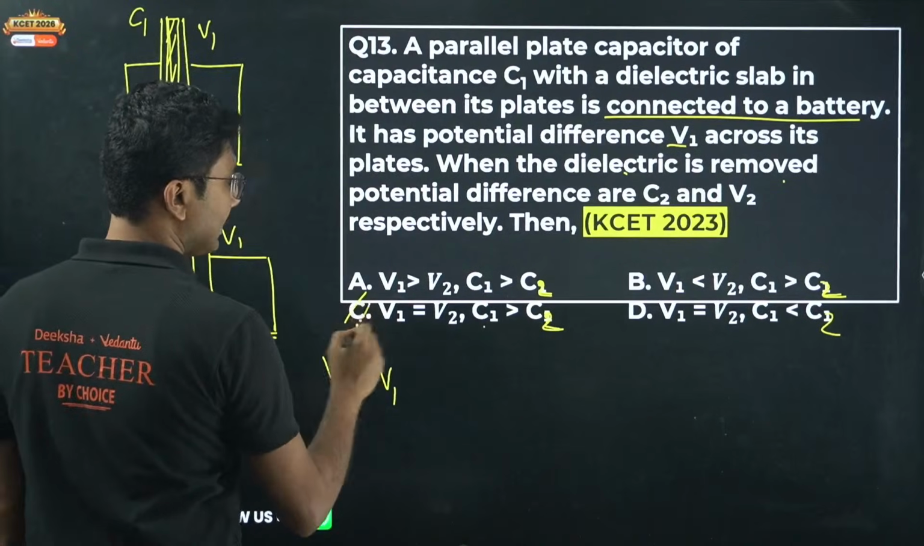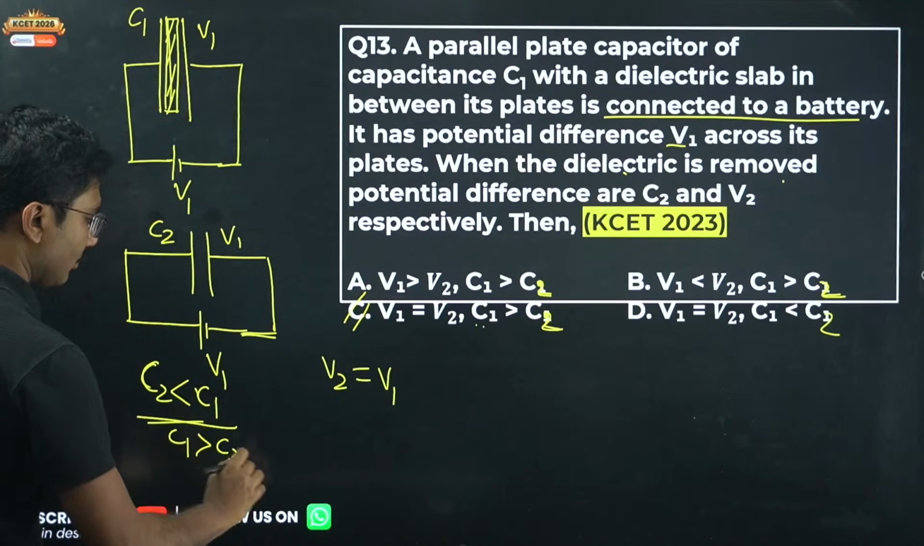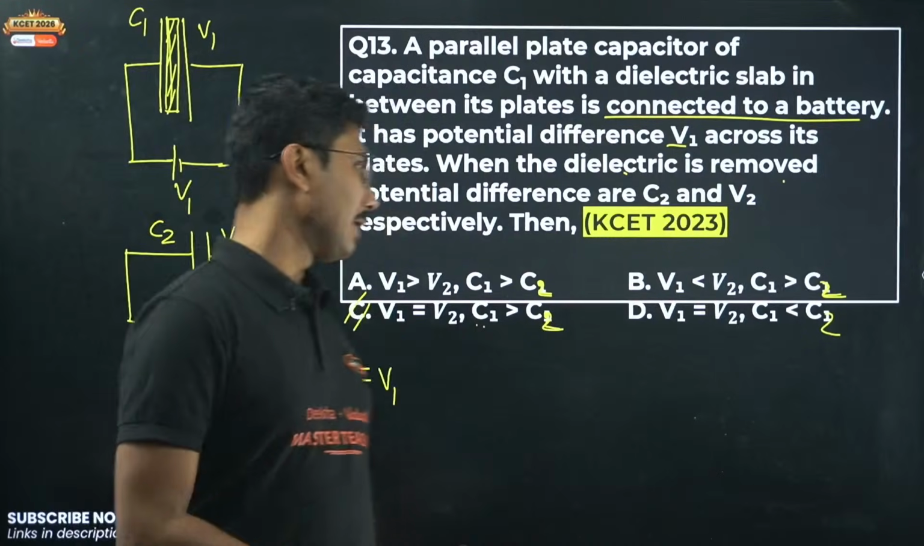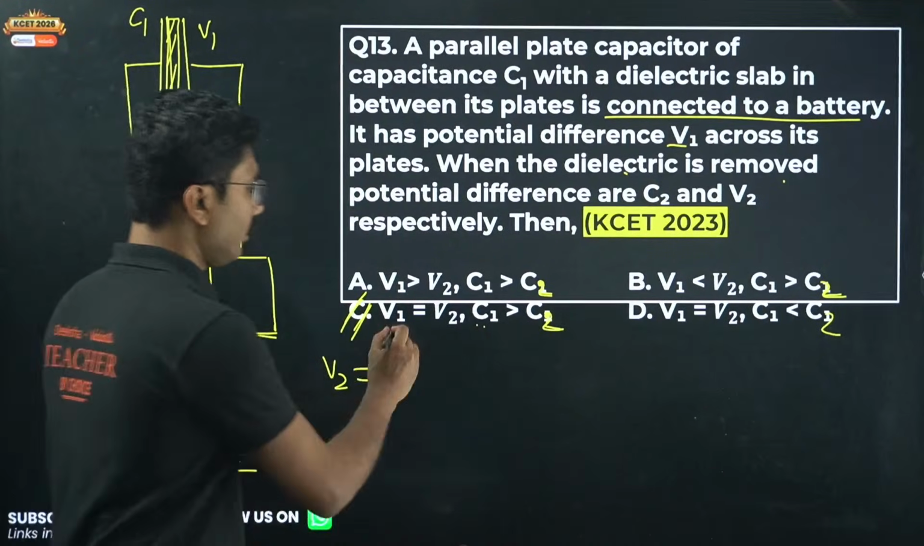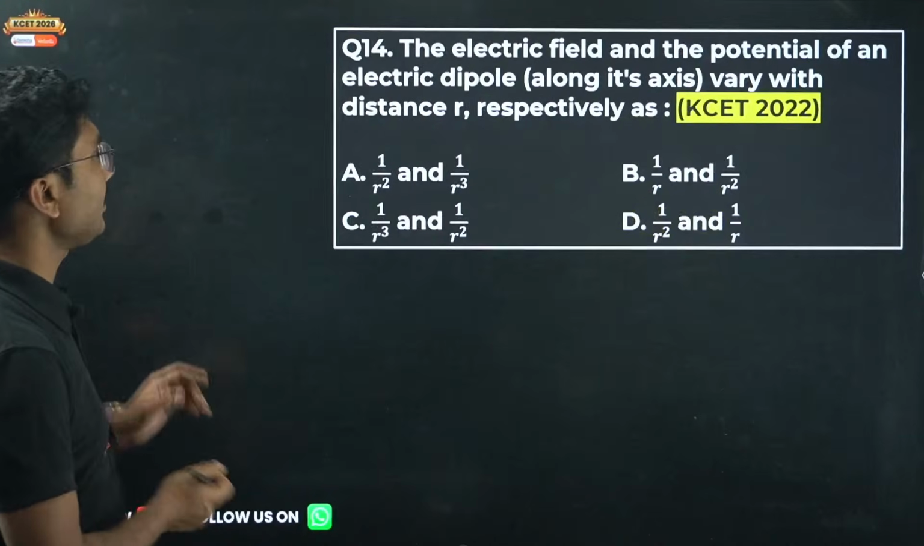Option C is correct. C1 is greater than C2. C2 is less than C1 means C1 must be greater than C2. So option C is correct. Okay, so in this particular case, option C is correct. Now let's move on to the next question.